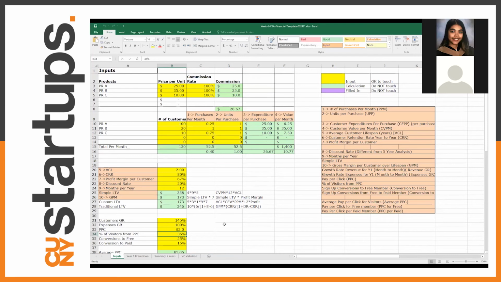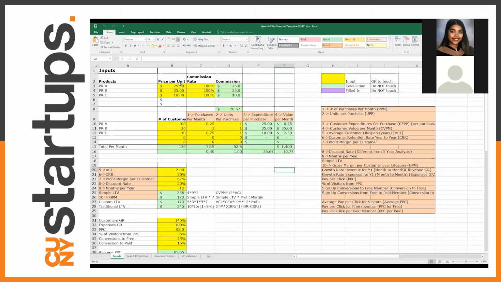Now, if you do what Fawn was saying and you're running campaigns, then these will no longer be assumptions. This will be real numbers that you can put in here for conversion to free, conversion to paid. And so I would work on this section, fill in these numbers.